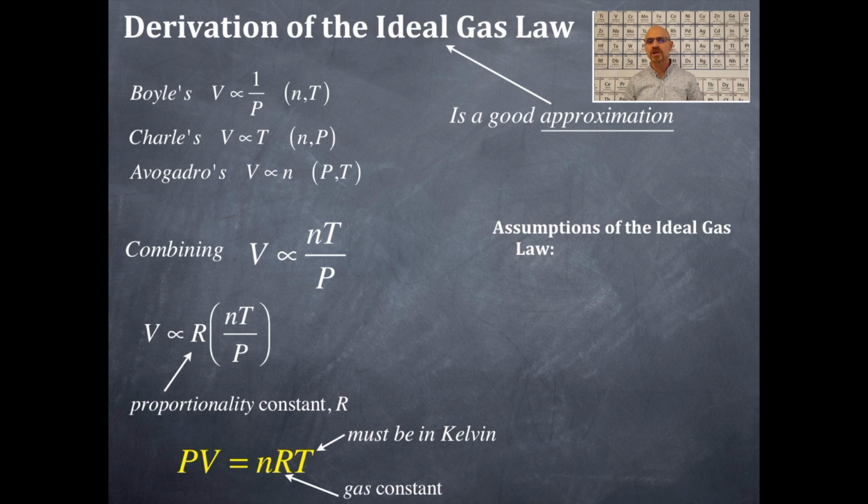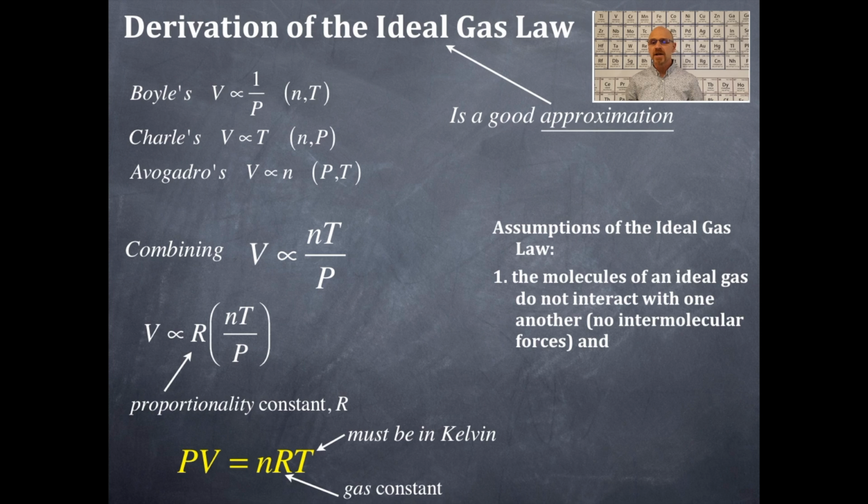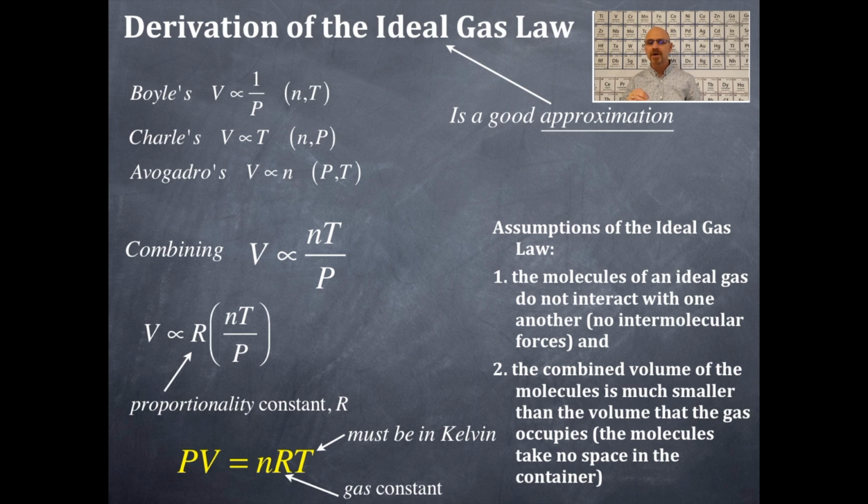Okay, there are some assumptions of the ideal gas law. So number one, the molecules of an ideal gas do not interact with one another. That is, there are no intermolecular forces. And number two, the combined volume of the molecules is much smaller than the volume that the gas occupies. That is, the molecules take no space in the container itself. Okay, so given these two assumptions, the ideal gas law is an excellent approximation of what is actually occurring, or the mathematics of whatever you solve for, whether it's the volume, the temperature, the pressure, the amount of gas. All that holds true.